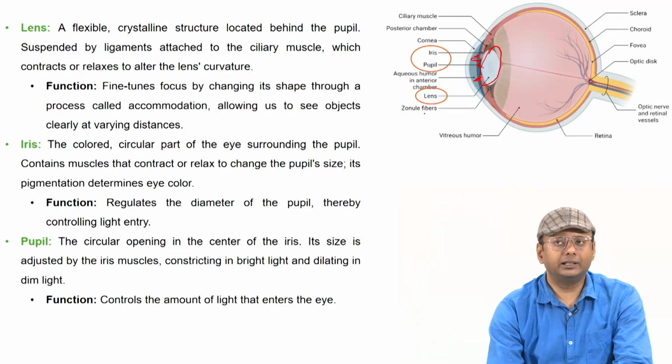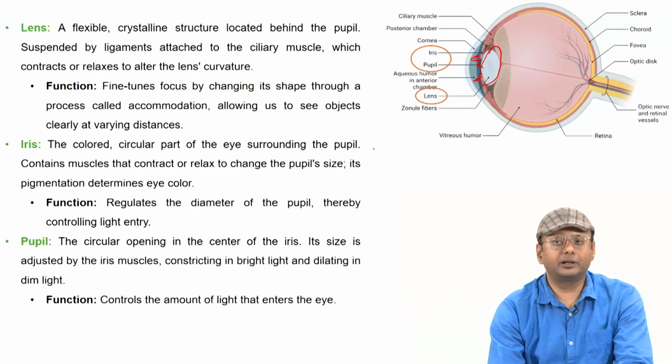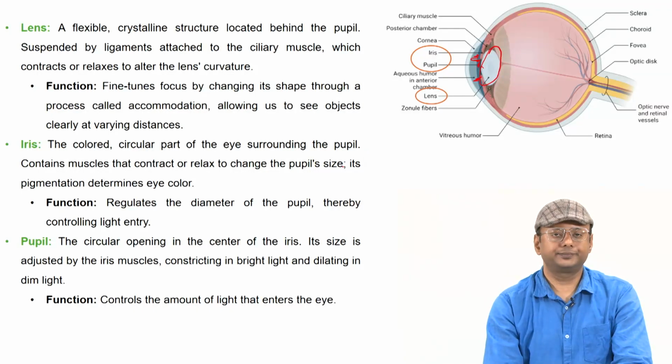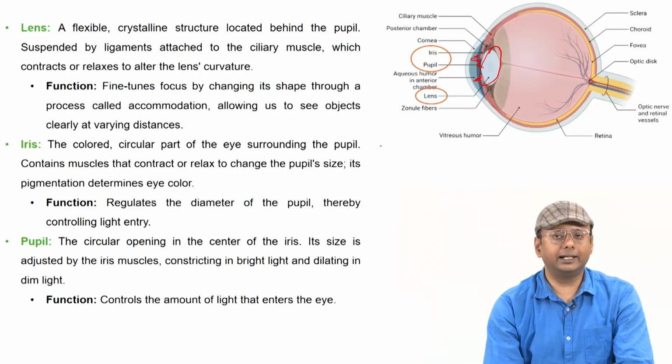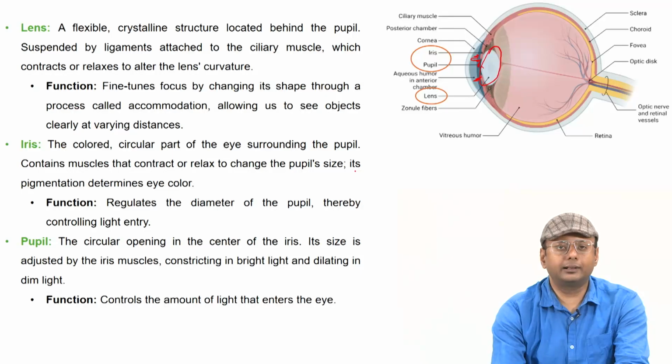Then the iris. You can see the iris, basically it is a colored and circular part of the eye surrounding the pupil. And as you know, the function of the iris is basically to regulate the diameter of the pupil, thereby controlling the amount of light that can enter. Then the pupil, which is basically a circular opening in the center of the iris, and its function is controlling how much light can enter the eye. So the pupil and the iris both have a role in controlling the light entry inside of our eye.